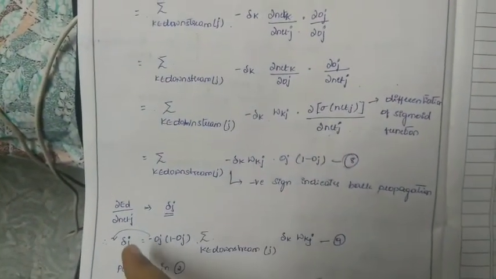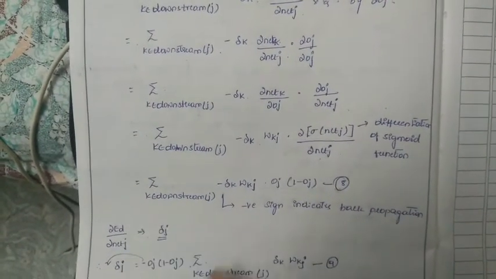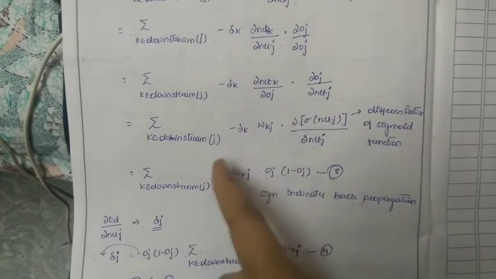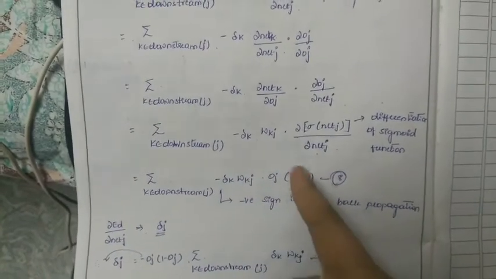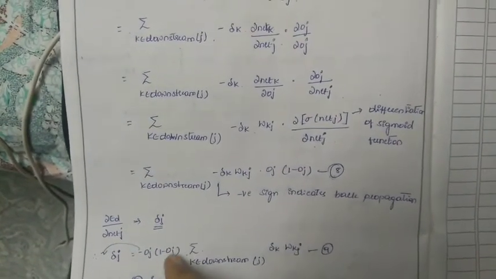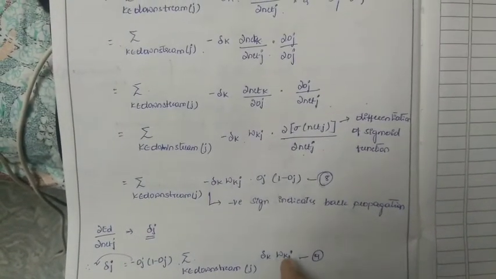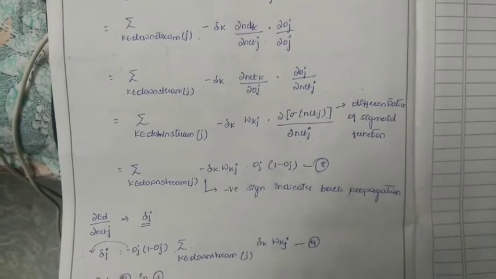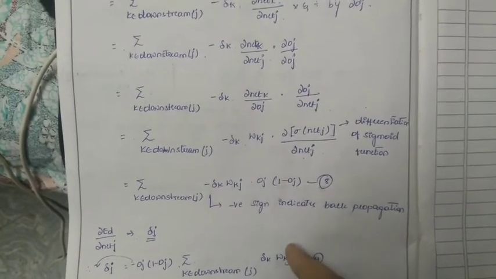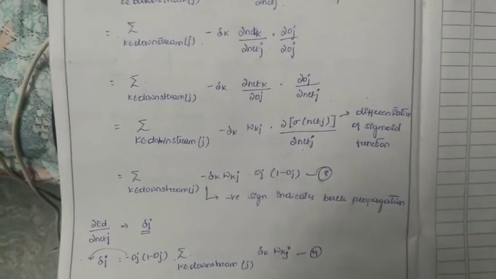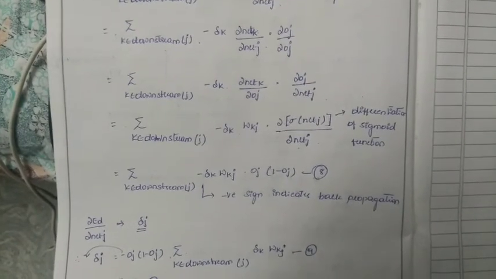So delta j equals, since this is a constant value, I can take it outside. The negative sign comes outside, just indicating that it is backpropagation, and Oj also comes outside. So delta j is minus Oj into 1 minus Oj, downstream, delta k into Wkj. Wkj is the weight that has been updated from the output layer to the hidden layer. K indicates the output layer and j indicates the hidden layer when backpropagated.